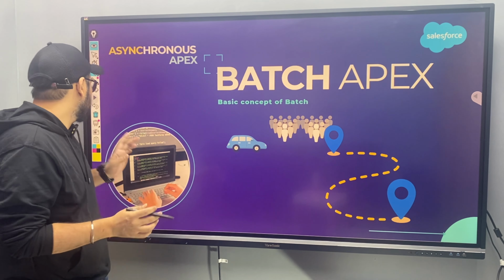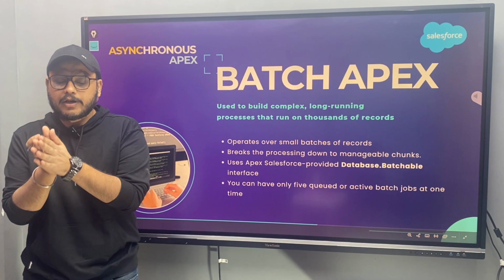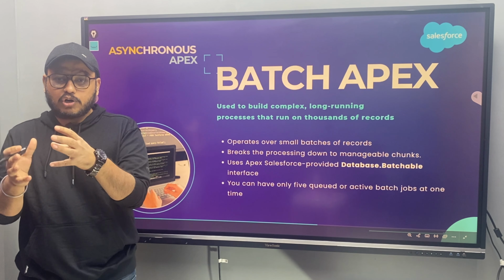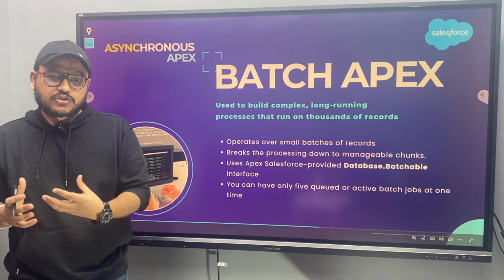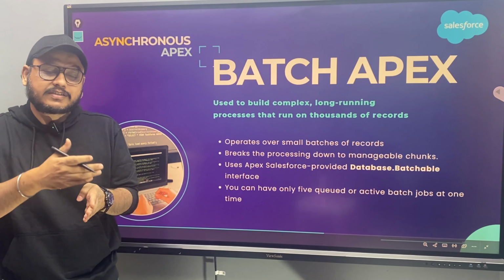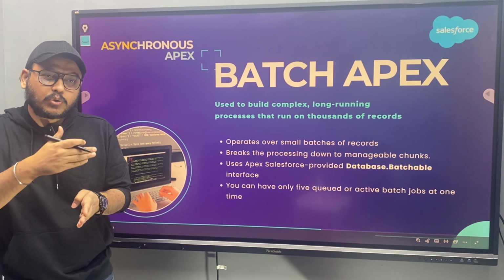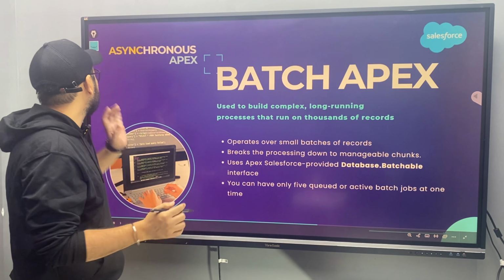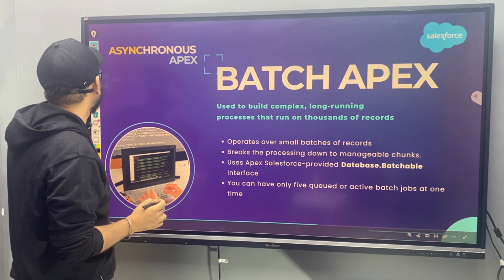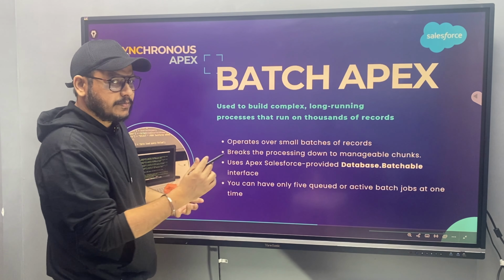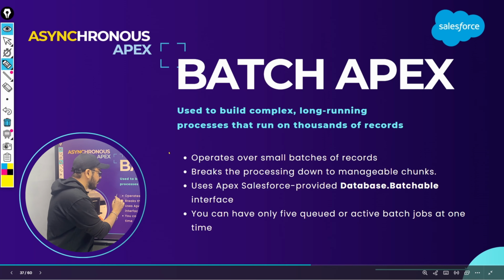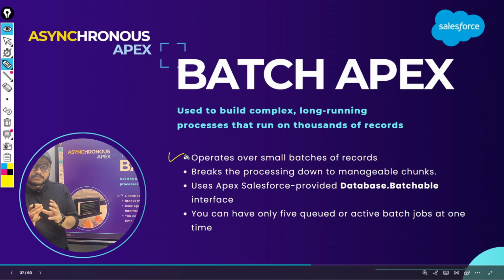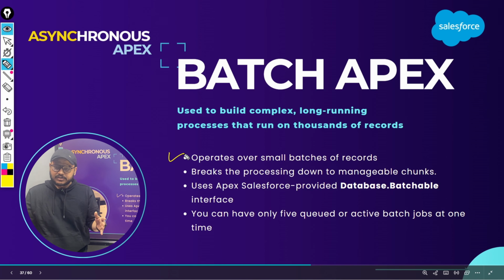So batch apex is basically the concept of breaking the bigger chunk of data into smaller manageable batches, which can then be executed, right? That way you are respecting the limits as well, and at the same time you are able to achieve your objective of processing a huge chunk of data as well, right? So that's what batch apex usually does. So what are we doing with batch apex in Salesforce? It is an apex code which is written, which operates in small batches of records. So you can process a big chunk of data.